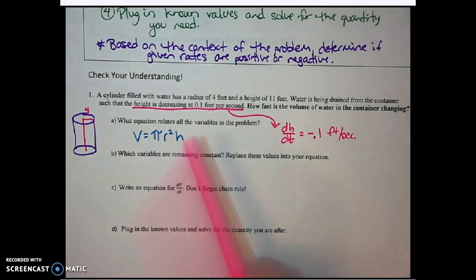I also made note that the height is decreasing at 0.1 feet per second. So later down the road, I'm going to need to know that my dh/dt is negative 0.1 feet per second. Which variables are remaining constant? What doesn't ever change? We're told it has a radius of 4 feet and a height of 11 feet. Is either one of those changing? Well, the height is decreasing, so the height isn't staying the same, but the radius of my cylinder as the height changes isn't going to change, right? So my radius is a constant. I can plug 4 in for my r.